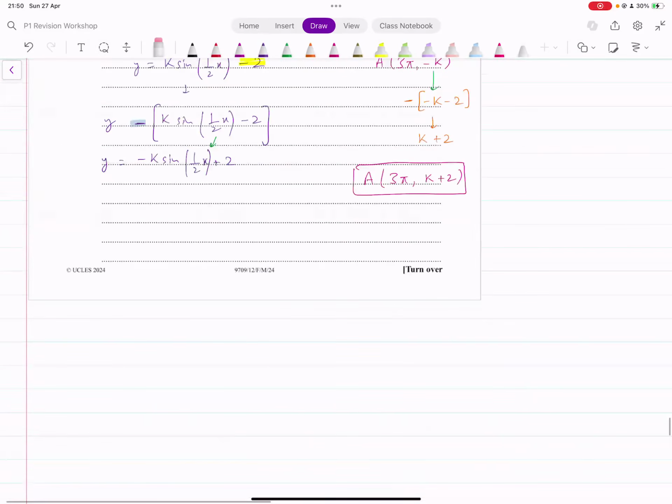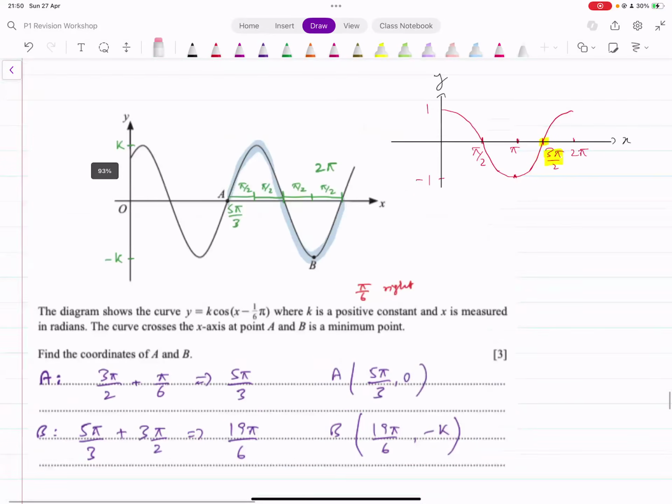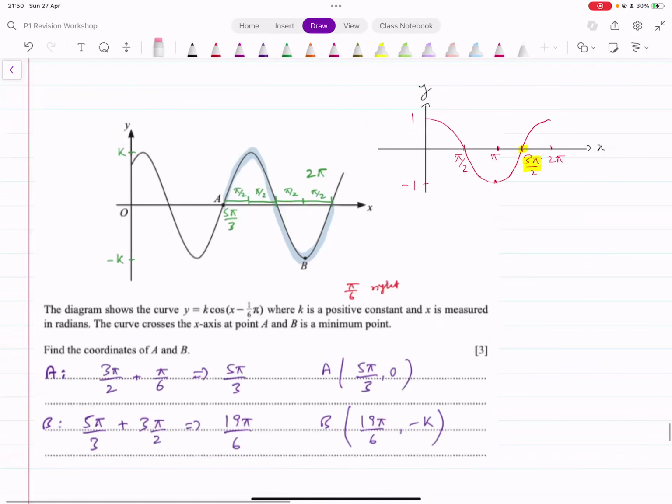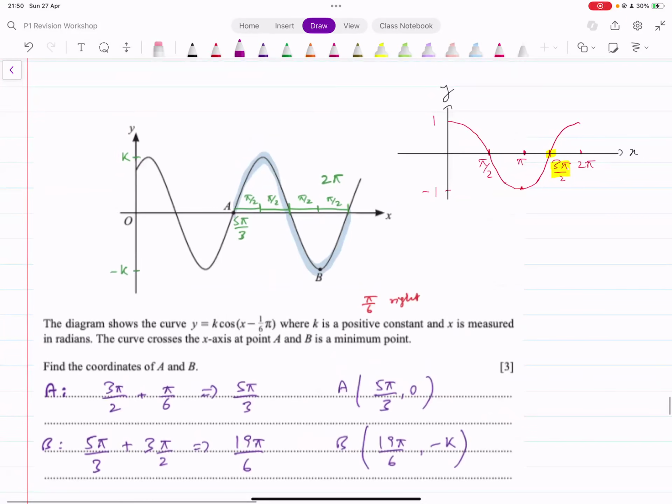Just a couple more examples and then we end. Okay, let's have a look at this now. This is from a recent paper, fairly complicated examples. You've got this diagram that shows the curve y equals k cos of x minus pi over 6, where k is a positive constant and x is measured in radians. The curve crosses the x-axis at points A and B, and B is a minimum point. Find the coordinates of the points A and B.